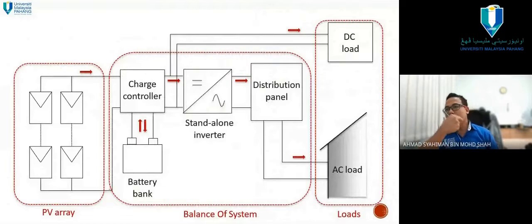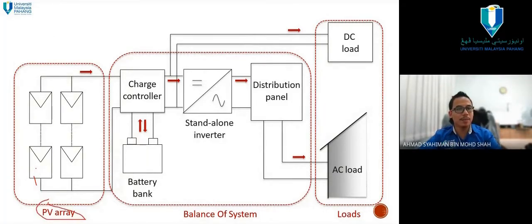So this is an example of the basic structure of the standalone system. Basically we have three types of parts. Because of the PV, we need the PV array. It's a must. Mestilah, jangan tanya lah kenapa ada boleh datang kan.